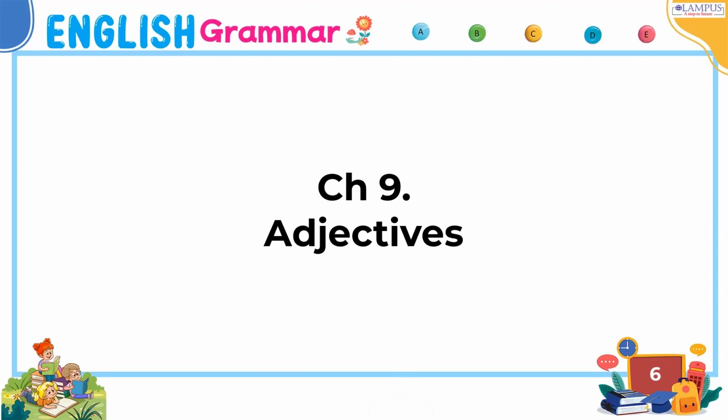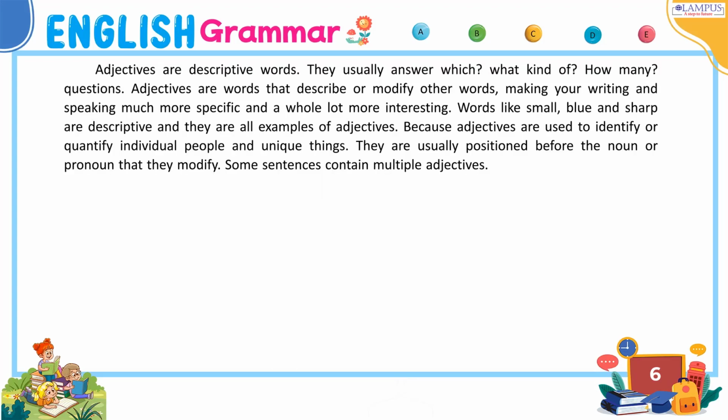Chapter 9. Adjectives. Adjectives are descriptive words. They usually answer which, what kind of, how many questions. Adjectives are words that describe or modify other words, making your writing and speaking much more specific and a whole lot more interesting. Words like small, blue and sharp are descriptive, and they are all examples of adjectives.